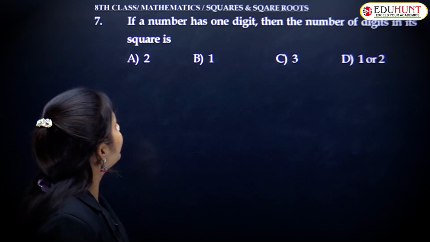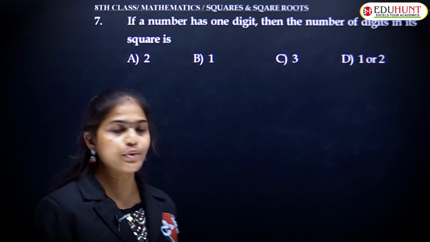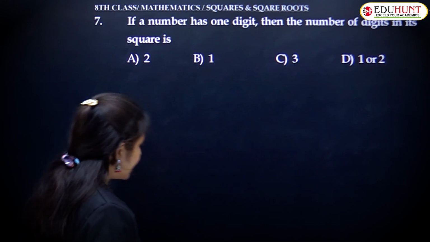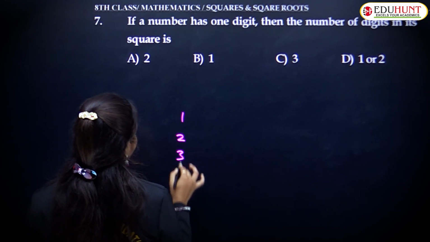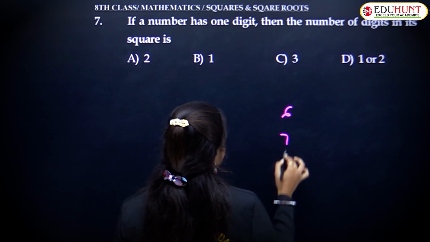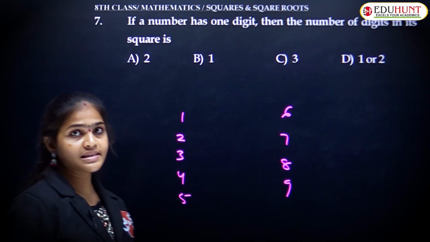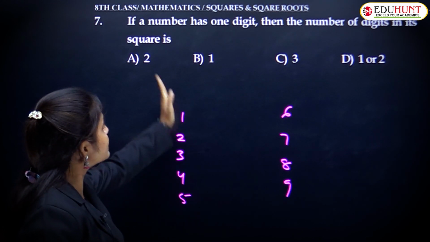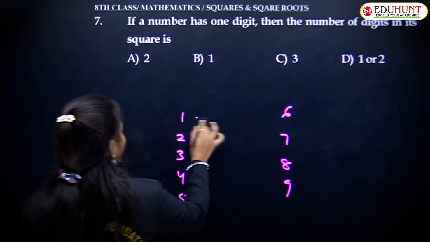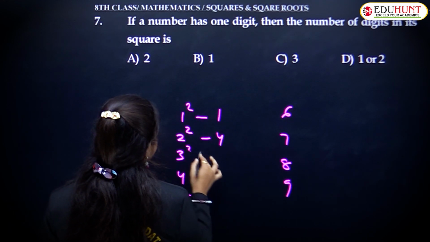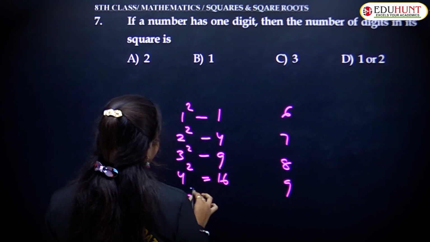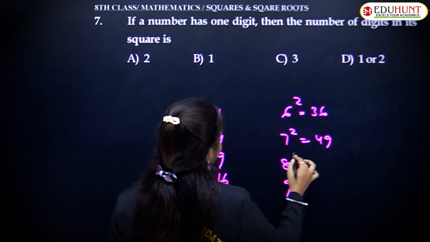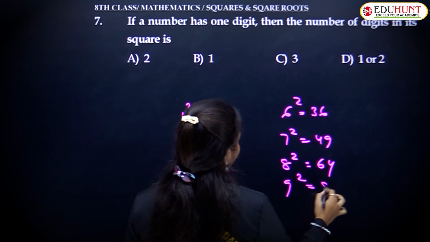If a number has one digit, then its square is... So just check that. 1, 2, 3, 4, 5, 6, 7, 8, 9. What they asked here is the square of a one digit number. If a number has one digit, then what is the number of digits in its square? So 1 square is 1, 2 square is 4, 3 square is 9, 4 square is 16, 5 square is 25, 6 square is 36, 7 square is 49, 8 square is 64, 9 square is 81.